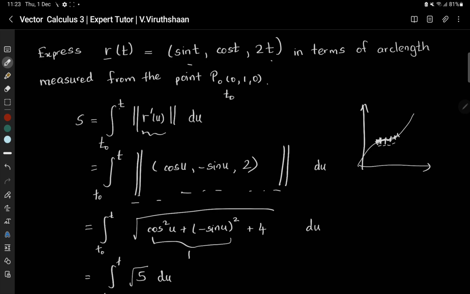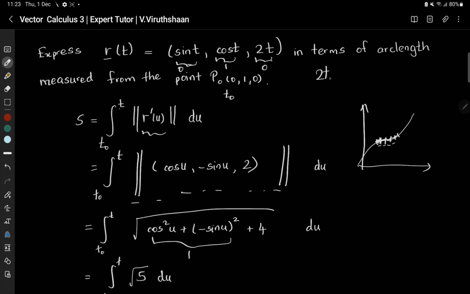Let's say it's starting from t naught, but they haven't given that individually, but they have given the total value. Sine t is going to be 0 when t is equal to t naught. Likewise, cos t is going to be 1 at t naught. Likewise here, when t is t naught, the value of 2t would be 0, because they have given a certain point, but they haven't directly given the t naught. But from that you can find out when 2t is equal to 0. If you substitute t naught over here, 2t naught is equal to 0, which means t naught is going to be 0.